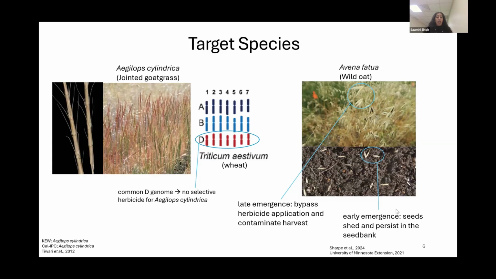And then we have Avena fatua, commonly known as wild oat. It's a class 3 weed, and it impacts canola and wheat, both of them. It has a longer period of emergence compared to these crops, meaning that it can emerge earlier or later, and both are advantageous for wild oat. So if it emerges earlier, the seeds shed earlier and they can persist in the soil. If it emerges after either of these crops emerge, then wild oat can bypass herbicide application and continue to grow, produce seed, contaminate harvests, or contribute to the soil seed bank. And on top of that, wild oat is becoming increasingly resistant to herbicides.